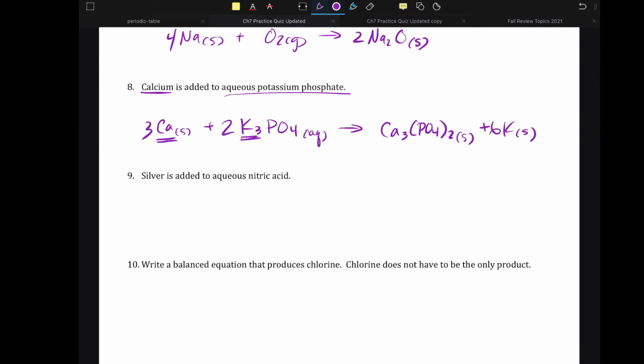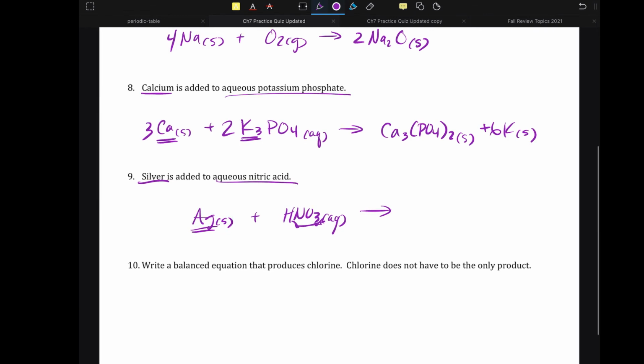All right, next up. Silver is added to aqueous nitric acid, right? So we have silver, the metal, HNO3 for our nitric acid. And then we would, element plus compound. So the element, silver, will switch with whatever it's most similar to in the compound. Our options are hydrogen or nitrate, right? Because this is nitrate, not like nitrogen and then oxygen, right? Our options are either hydrogen or nitrate.